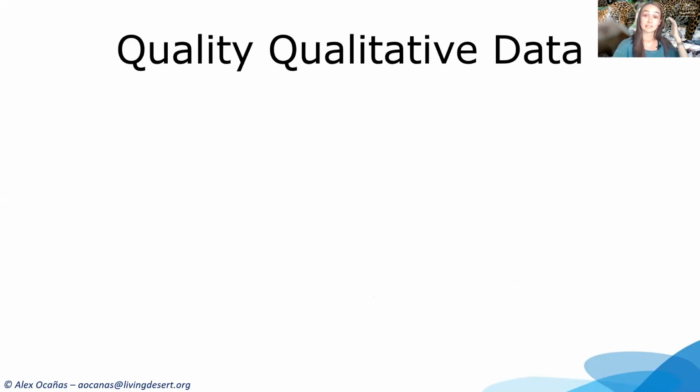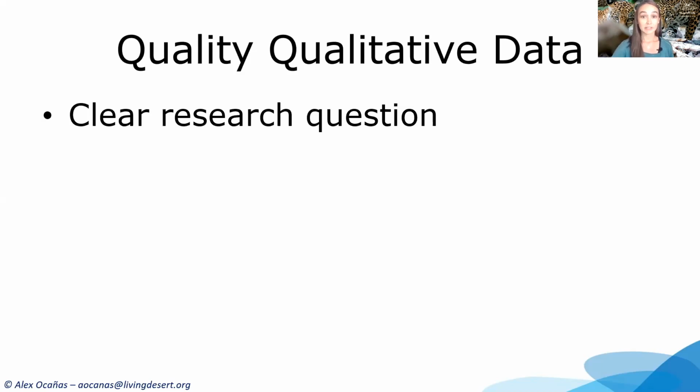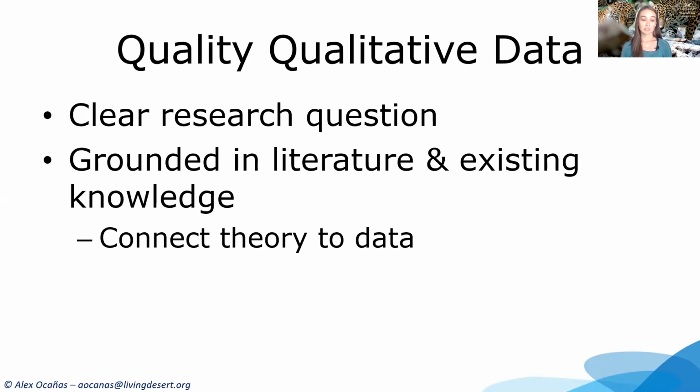And there are several ways that we can do this. How do we produce this qualitative data? For one, as always, we need to have a very clear research question. That's always the case, but also, especially here. And then this question should be grounded in relevant literature, in existing previous knowledge. So you want to use previous knowledge or existing literature or theories, not only to come up with your questions, but also to interpret your data.